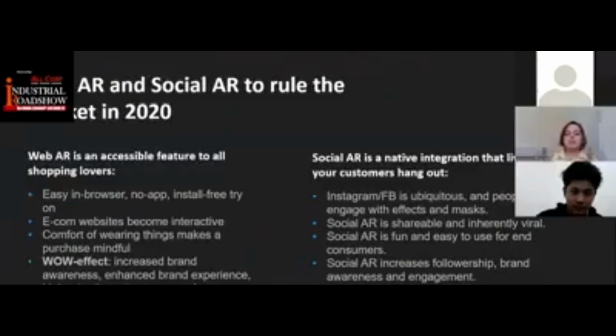I'll be telling you slightly more about web AR and social AR. So augmented reality is a very wide field, and web AR and social AR are its types. On the one hand, we have web AR, which is, it's written on the slide, easy, in browser, no app, no installs, and it's there for you. So you just follow a link to get to this web AR experience.